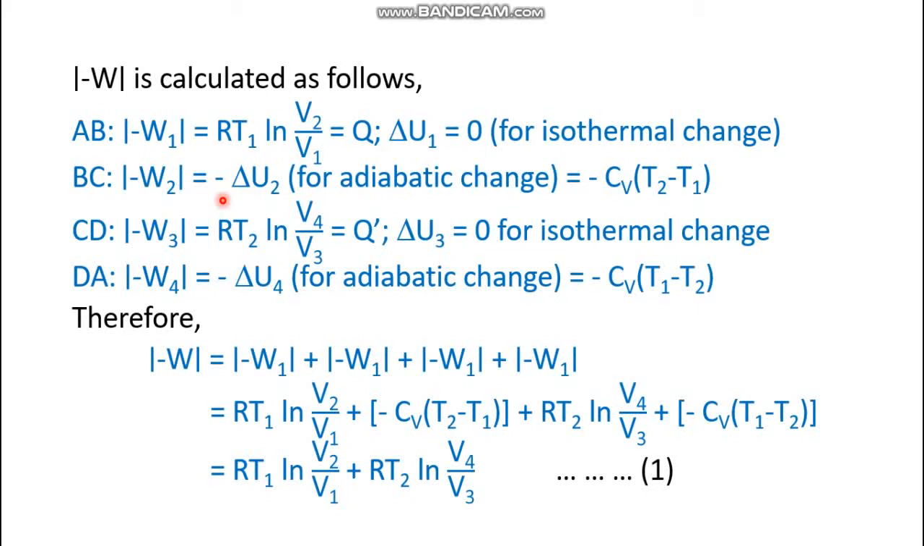Now we know that delta U is Cv into T2 minus T1. So here instead of delta U we have put Cv into T2 minus T1, and the negative sign, as usual, is taken from here.